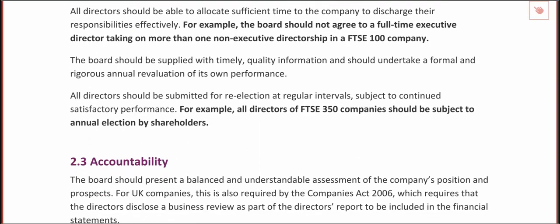Next, then, we say that directors should be able to allocate sufficient time to the company, so we're not taking on too much. And again, for example, the board should not agree to a full-time executive director taking on more than one non-executive directorship in a FTSE 100 company. So if you have a full-time executive director who also wants to be a non-executive director in a different business, they can only have one within a FTSE 100 company.